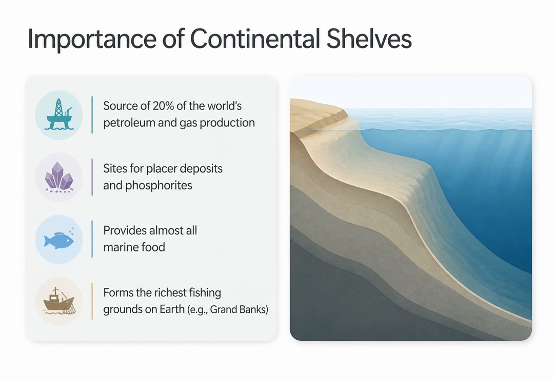Despite being a small fraction of the ocean, continental shelves are incredibly important to human civilization. Because they are shallow and sunlit, they are bursting with marine life, providing almost all of the world's marine food and hosting the richest fishing grounds, like the famous Grand Banks. Economically, they are also powerhouses. About 20% of global petroleum and natural gas is extracted from these shelves, and they are prime locations for mining valuable placer deposits and phosphorites.